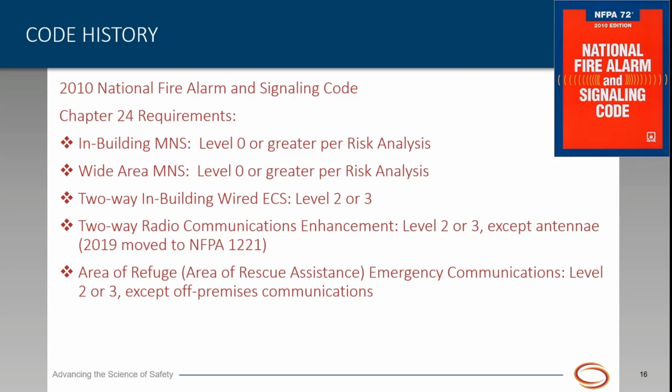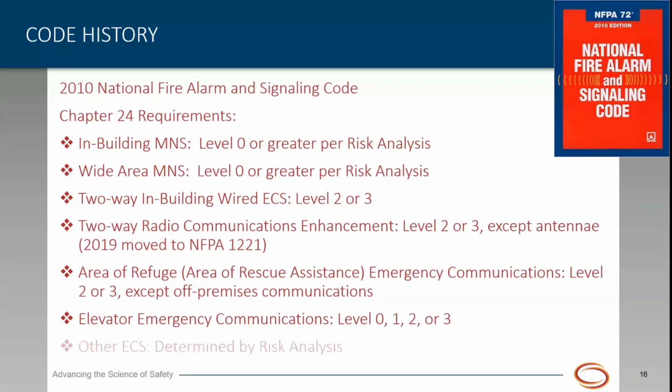But this is very important because in recent years, a lot of you may be doing area of refuge systems, and they've become much more robust, almost like little fire alarm communication systems in a sense. So a lot of changes have happened over the last 7 years or so for these systems. If you have elevator communications, those can be any level. It's very, very hard to provide survivable cable in an elevator travel cable, as an example. And if you have any other ECS, again, you have to do a risk analysis to determine what the survivability level is of those circuits.